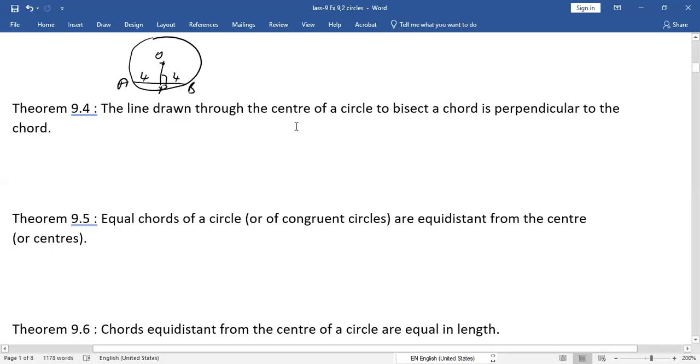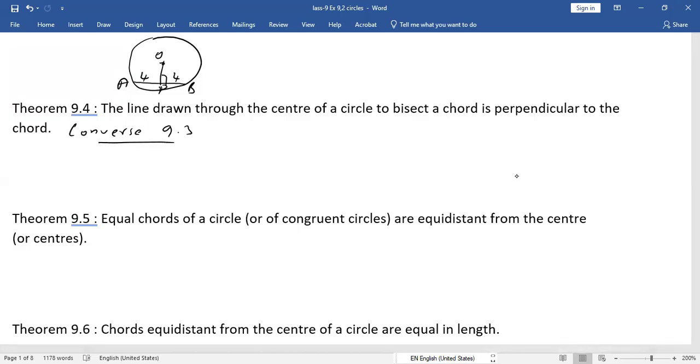The line drawn through the center of a circle that bisects the chord is perpendicular to the chord. This is the converse of 9.3. Correct? Here the line drawn through the center of a circle. Yes, again the circle is there. From the center, a line is drawn to the chord. A chord is here.